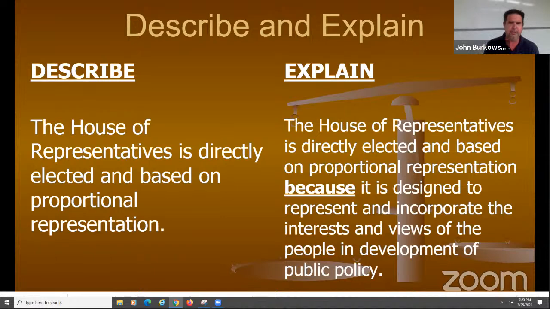That's what explain is. Explain is, but this is why. And this is how we're going to do it. This is how it's going to work. That is the key element, a key element of explain, especially in the interview. But remember that describing can be a part of that process. It is a part of that process. Okay.